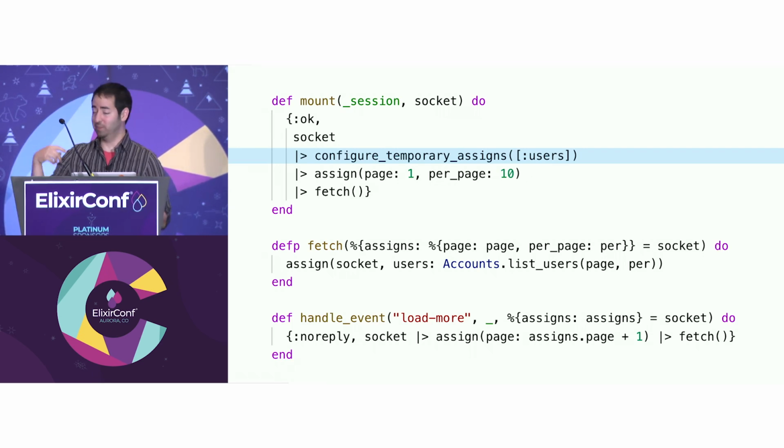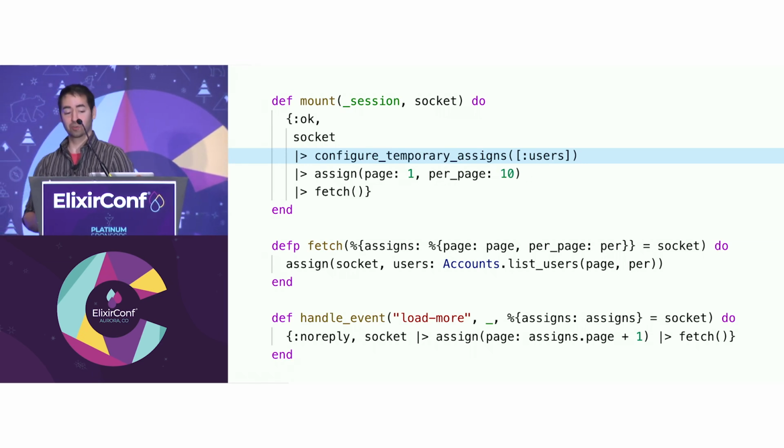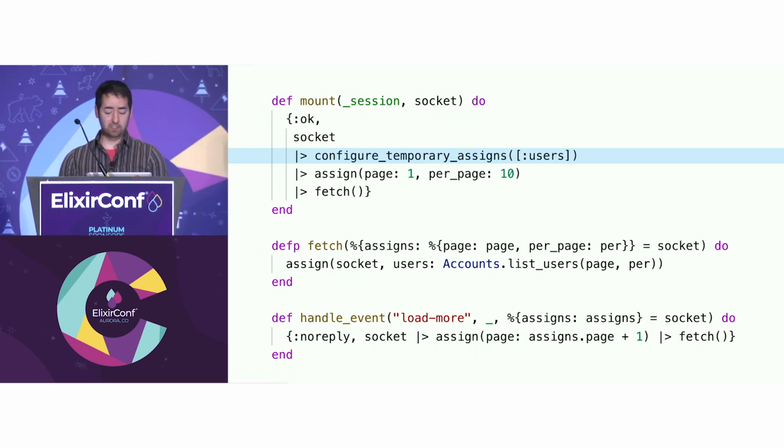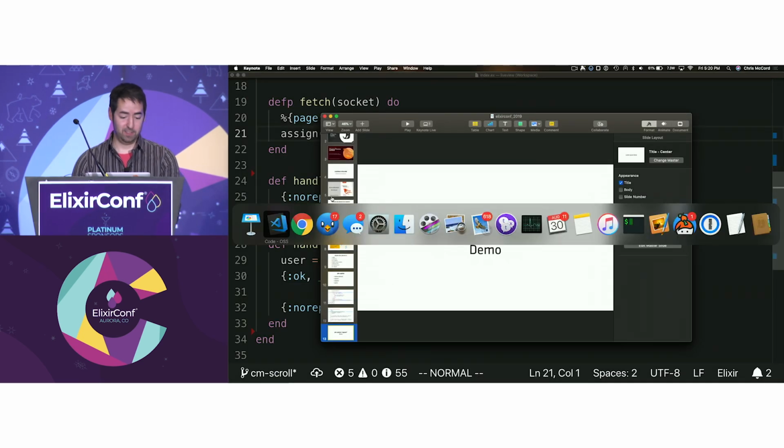So it used to be where we would have to refetch all 101 users. Now we update the assigns with only the new users, and because we're appending content, only those 10 users will be appended to the DOM. And that's it. So let's check that out in real life.